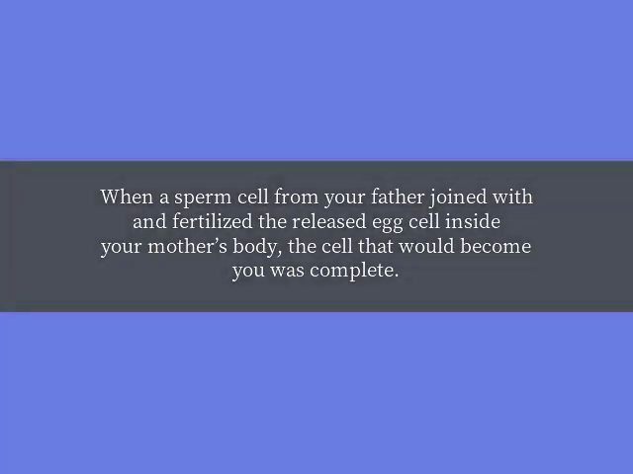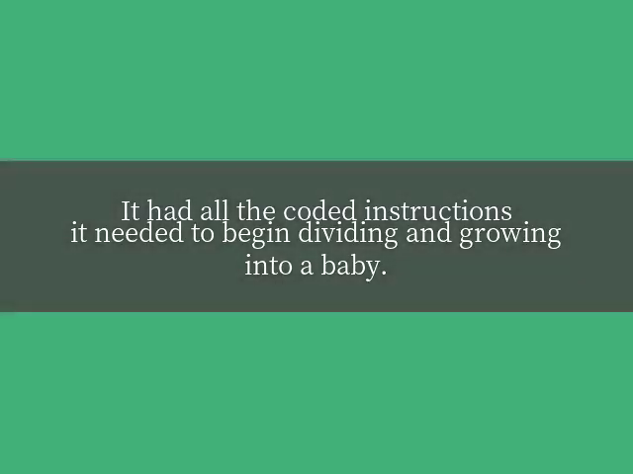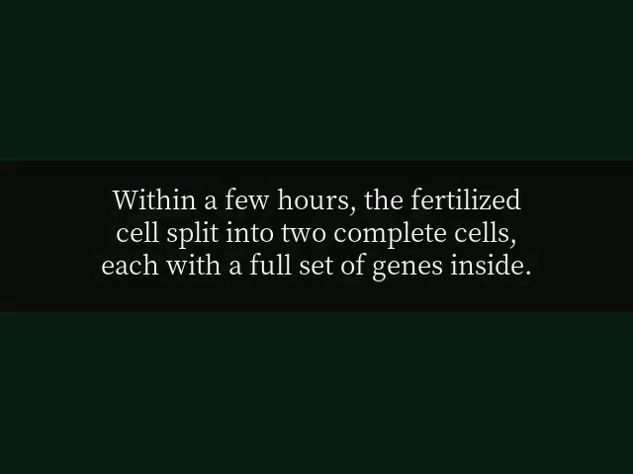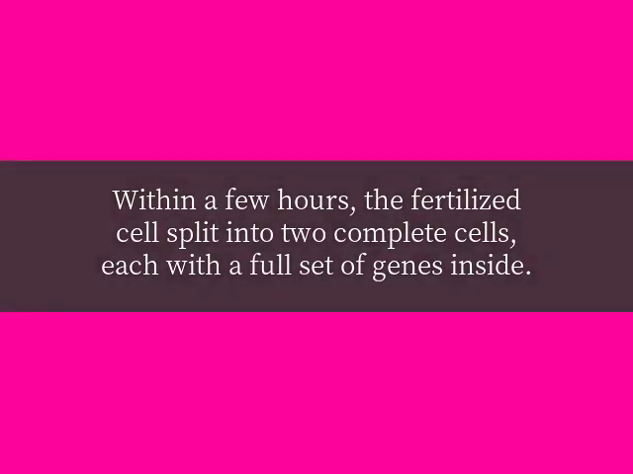When a sperm cell from your father joined with and fertilized the released egg cell inside your mother's body, the cell that would become you was complete. It had all the coded instructions it needed to begin dividing and growing into a baby. Within a few hours, the fertilized cell split into two complete cells, each with a full set of genes inside.